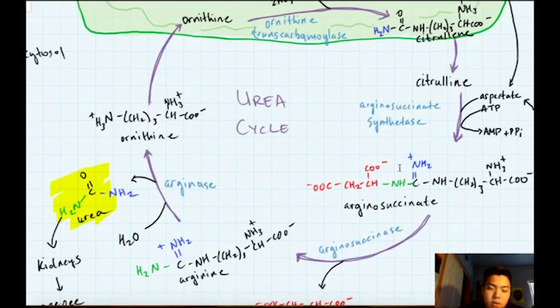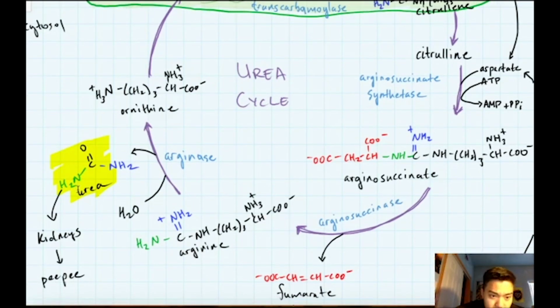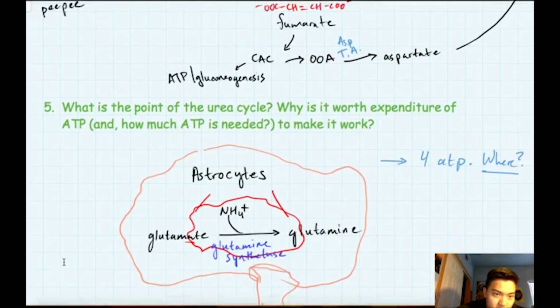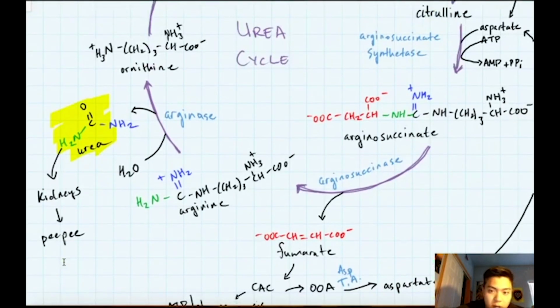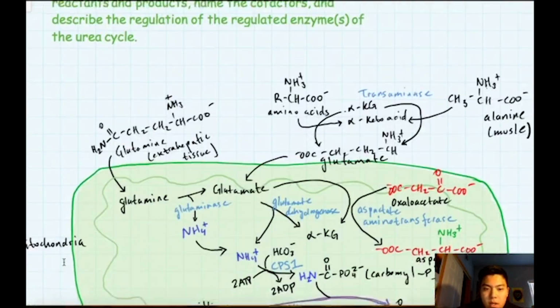Okay, so final step, right? Arginine back to ornithine. Using arginase, we have to add water, and out pops the urea group. So now we have successfully made a urea molecule with two nitrogenous substances, and now it will travel to the kidney and we will pee it out and excrete it safely, all right, as a waste product. So this is the urea cycle.